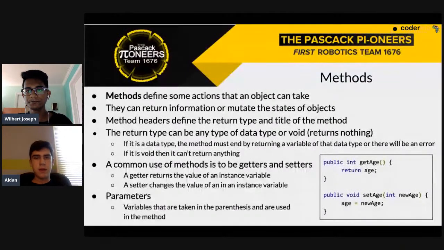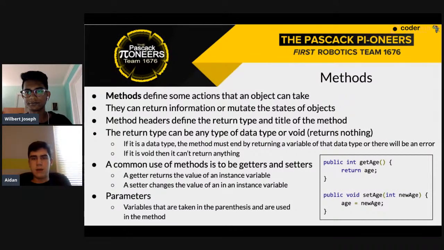The return type could be any type of data type that we discussed at the beginning, or it could be void. If it is a data type, the method must end by returning that variable back to where the method was called. Or it could be void, which means you're just changing something and it doesn't need to have a return value.